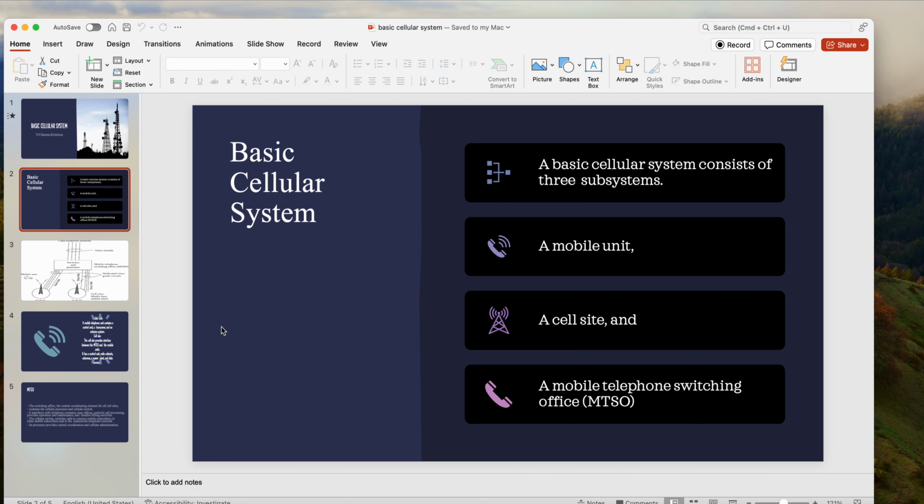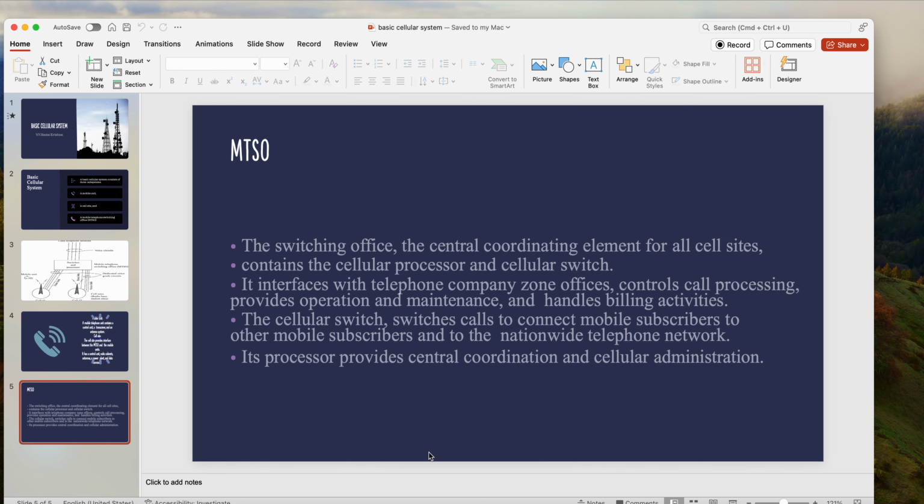And the other part of the cellular system, if you see, is the switching office. Now what is the purpose of the switching office? It is the central coordination system for any cellular network. And it becomes a central coordination system because the system has to receive the information from all the subscribers, and it has to connect the called subscriber.